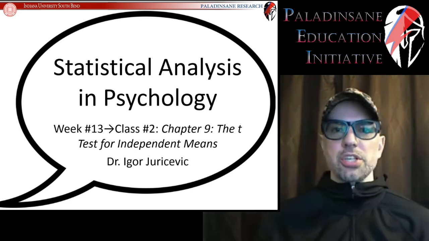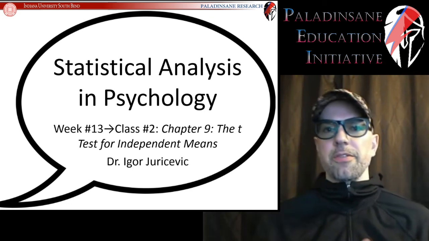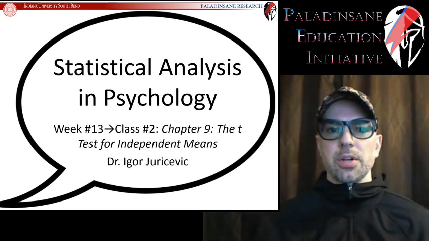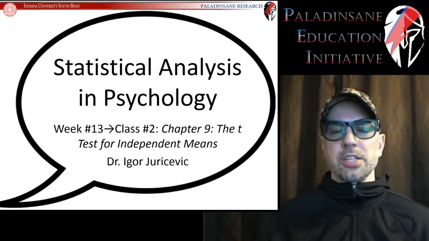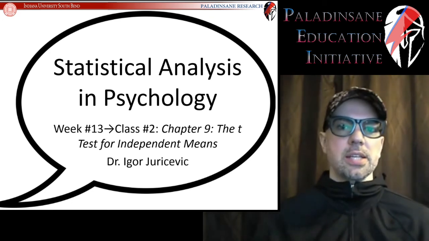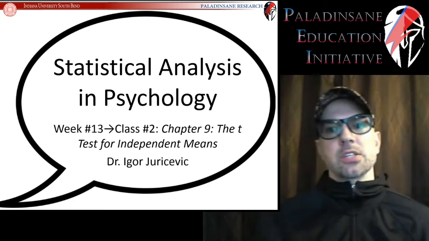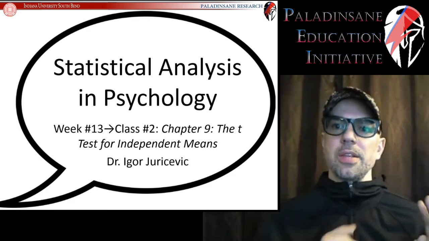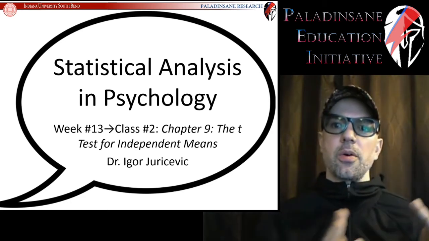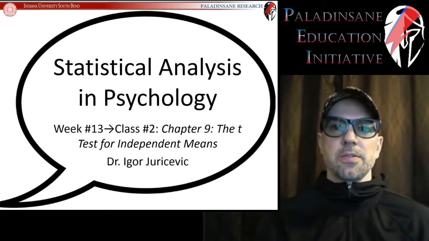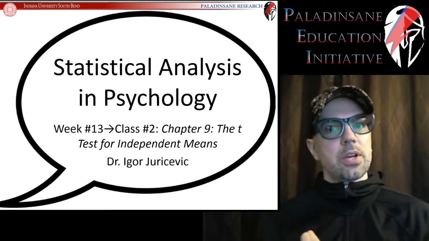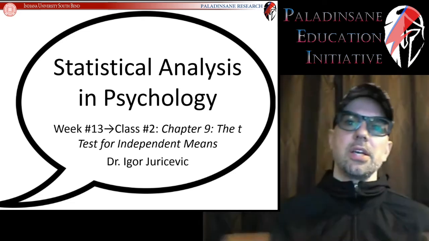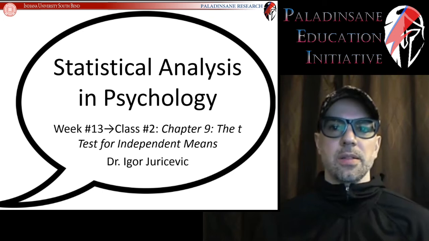And today we're going to start up on chapter 9, which is our final version of a t-test that we're going to look at. This time we're going to look at a situation where you need to do the t-test for independent means. So this is our third and final version of the t-test. We've already seen the first two versions, the t-test for single samples, the t-test for dependent means. Now we're going to see the t-test for independent means to complete our look at the t-test.